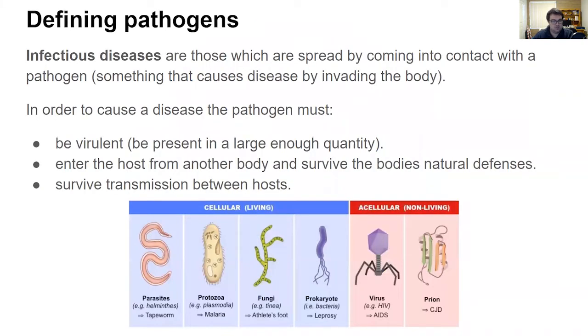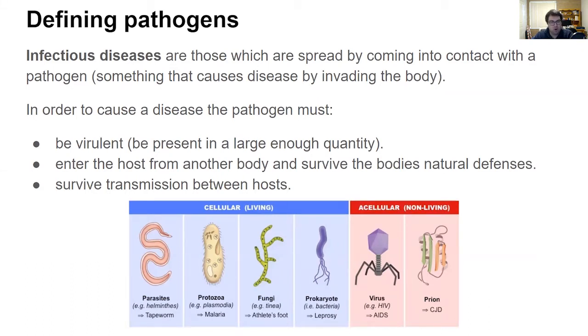Alright, so let's start off by defining what we mean when we say pathogen. Now, infectious diseases are normally caused by the spread of a pathogen, usually some sort of microbe or viral particle coming into contact with a host. And there's a variety of ways in which these particles can actually come into contact.